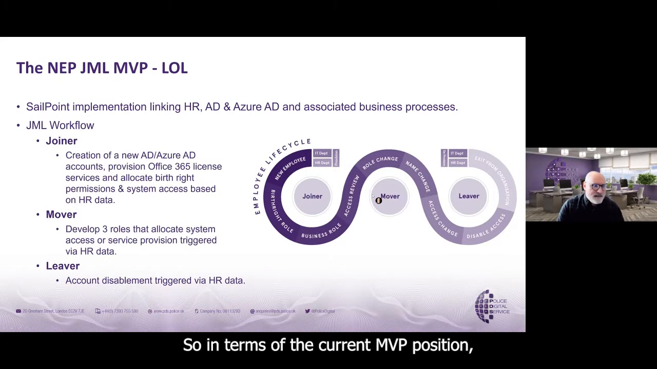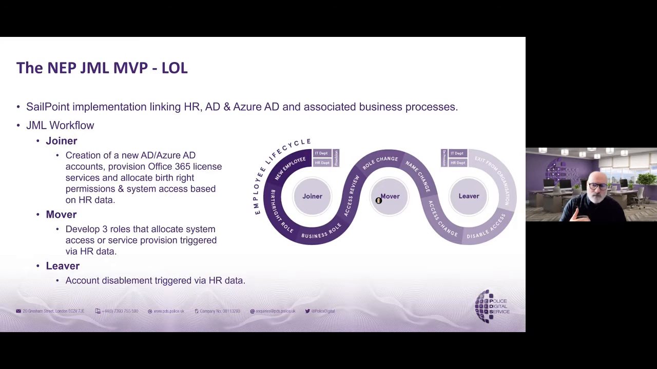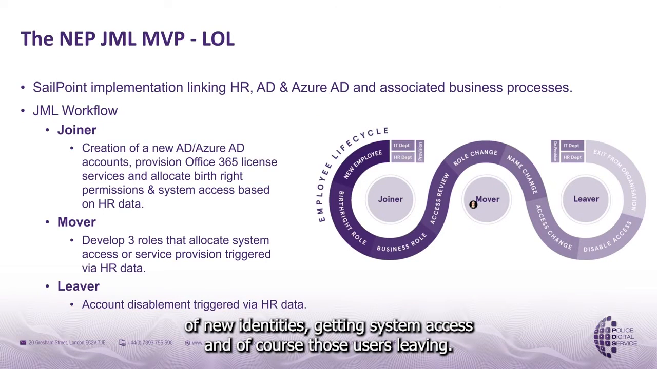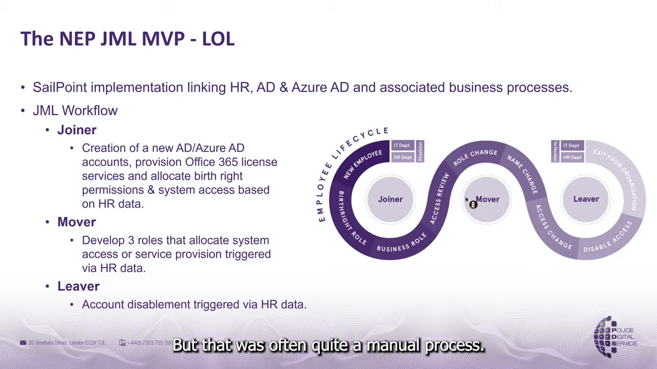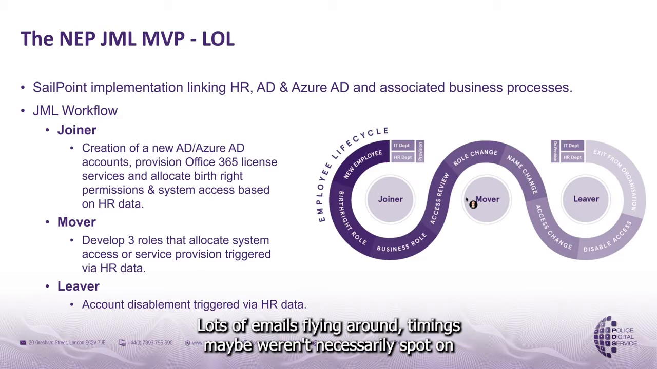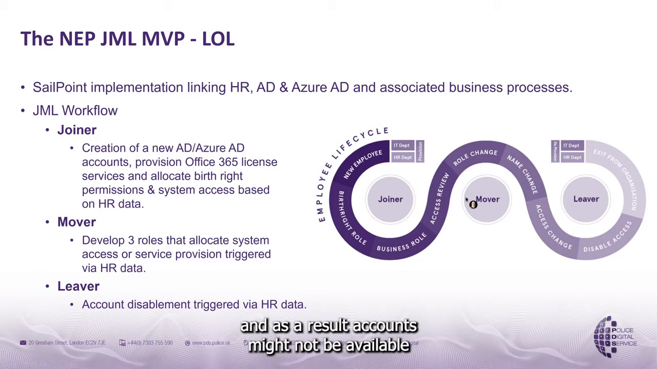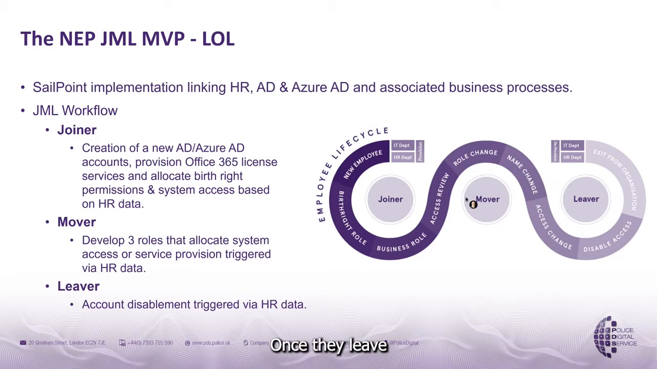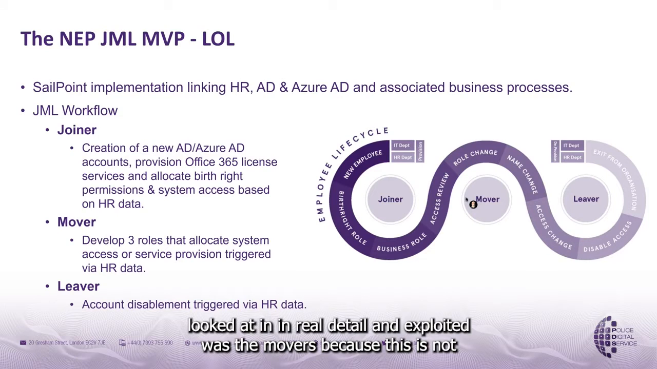So, in terms of the current MVP position, there were three elements of that, which were the joiners, movers and leavers. Joiners and leavers, I think forces were already pretty good at in terms of managing the provision of new identities, getting system access, and of course those users leaving. But that was often quite a manual process, lots of emails flying around, timings maybe weren't necessarily spot on, and as a result, accounts might not be available for the time that the user starts work, or ultimately left active once they leave.